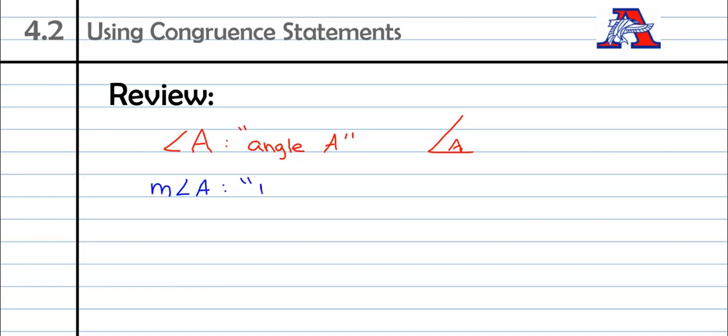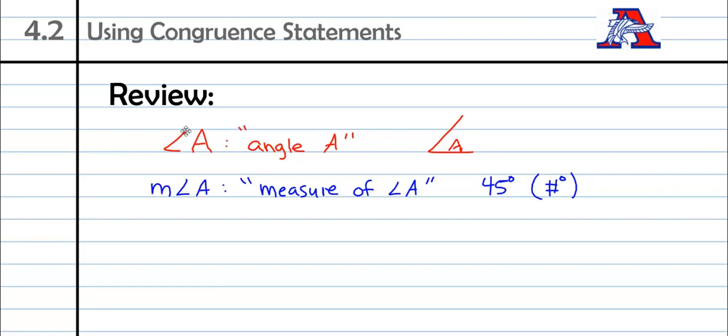If you see this, you would read that as the measure of angle A. So you would answer with a number. You might say it's like 45 degrees. It's going to be a number with a degree sign. So that's the difference. Angle A is talking about the physical diagram. Measure of angle A is talking about a number.